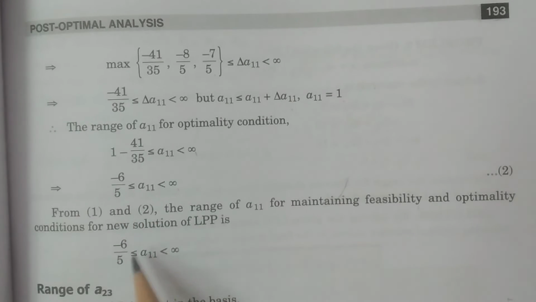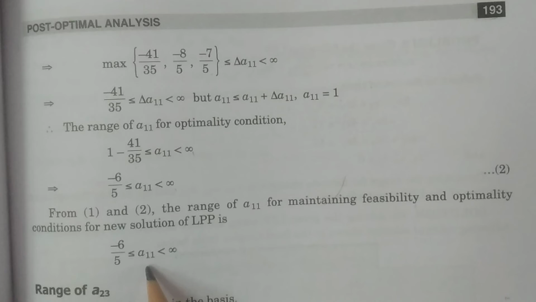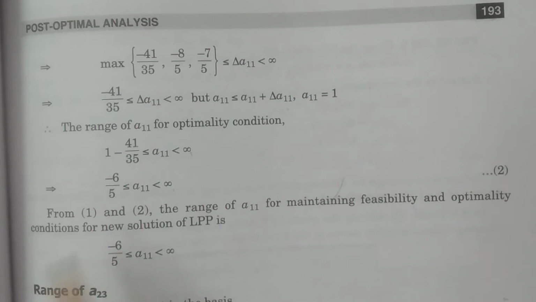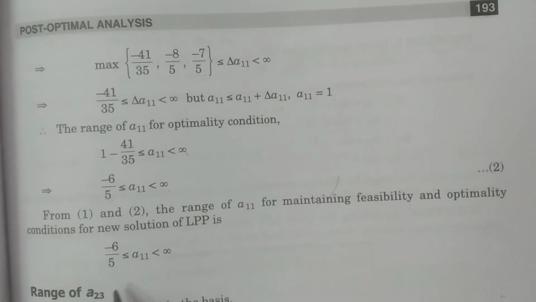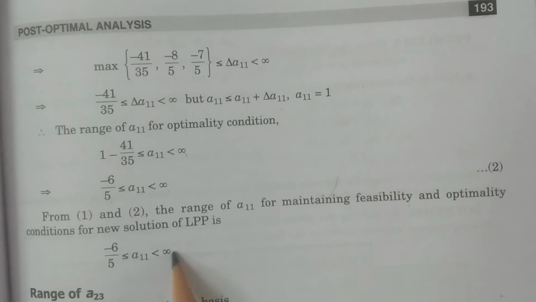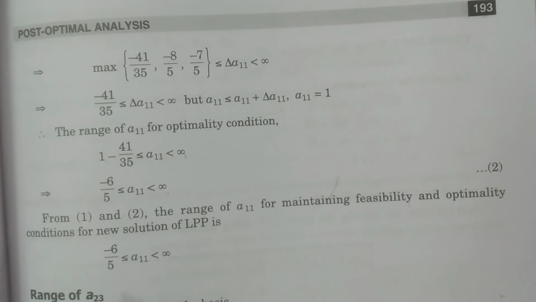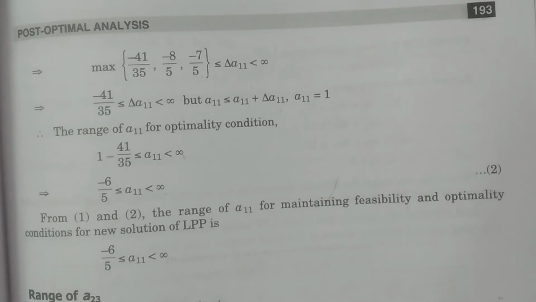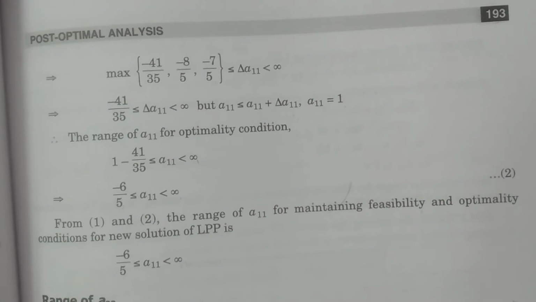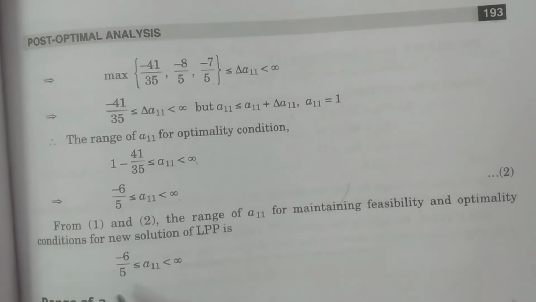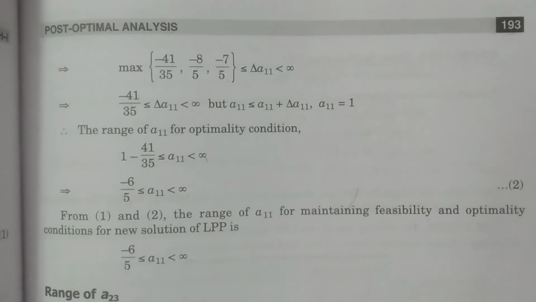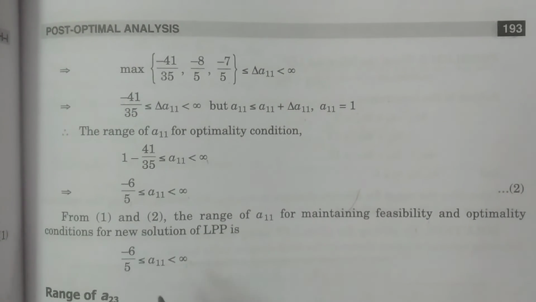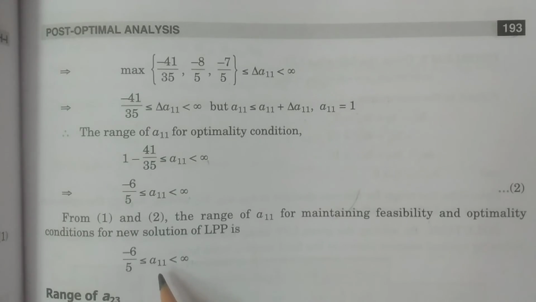By combining these two, it lies between minus 6 by 5 less than or equal to A11 less than infinity, because minus 6 by 5 is a lesser value, and obviously a range from the lesser value to infinity also lies within 4 by 9 to infinity. Therefore, we are combining these two limits into one particular condition for maintaining the feasibility and optimality conditions for the new solution of the linear programming problem, right? So this is the calculation of the range of A11.